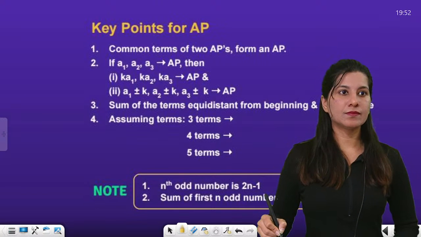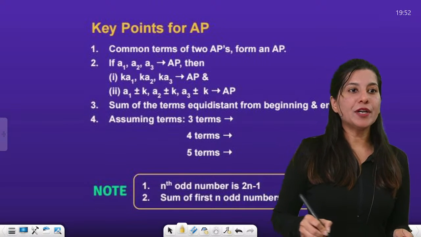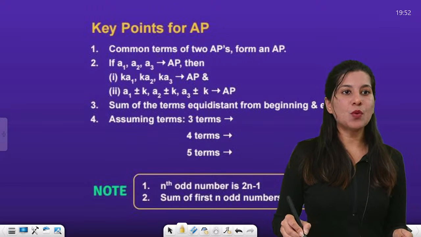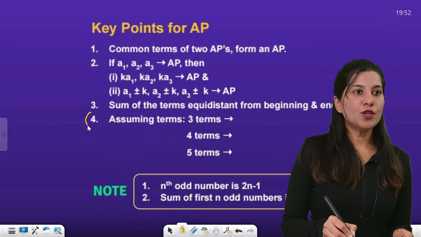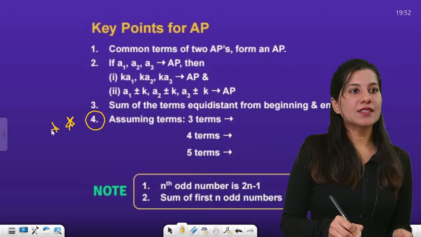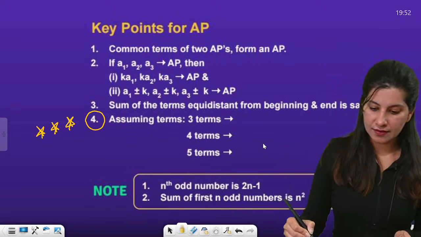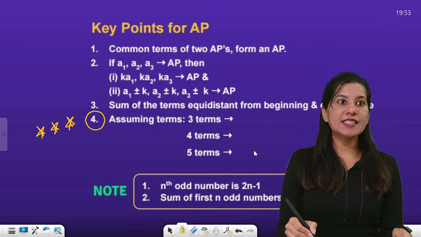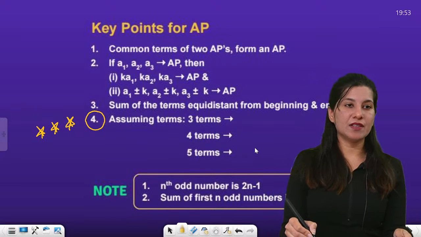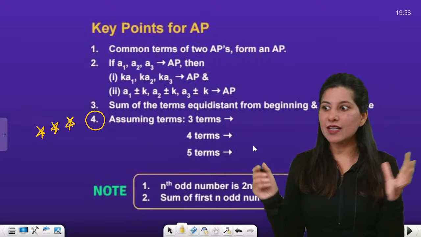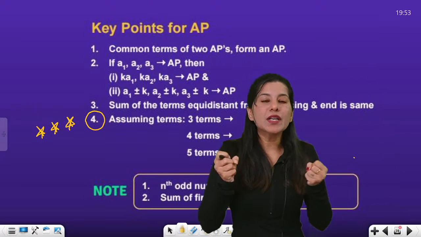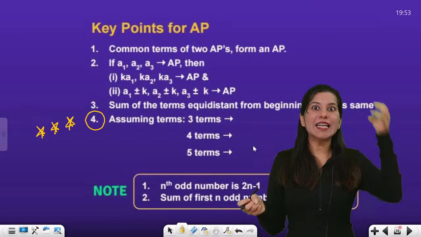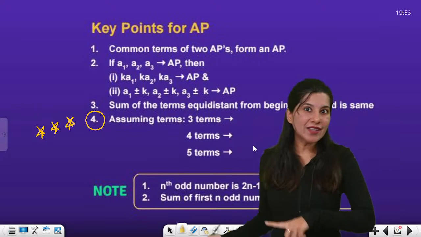Okay, cool. Now the fourth point, extremely important. Assuming 3 terms in an AP. Suppose in the question, they are deliberately telling you that there are 3 terms in AP.